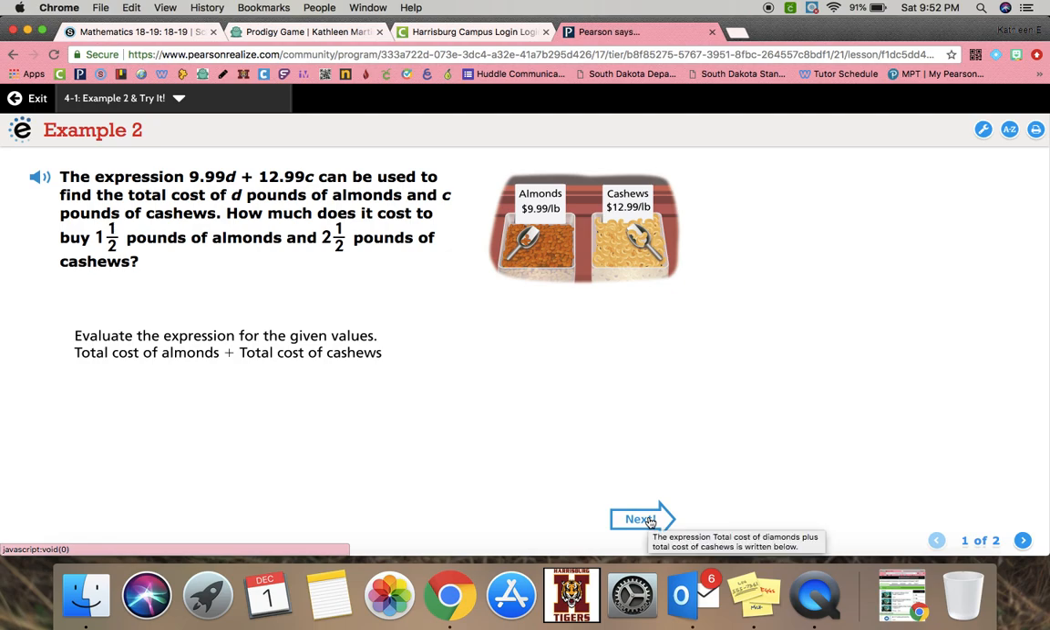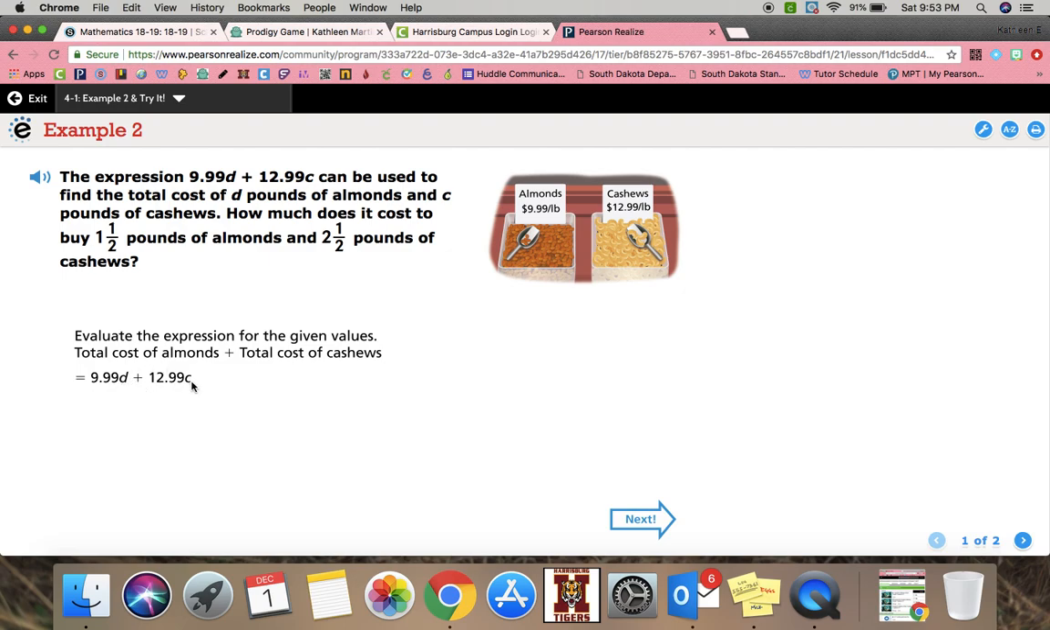The total cost of almonds plus the total cost of cashews. So you're buying both of these. We need to find out how much you're going to spend altogether. So here's that equation, right? $9.99 for 1 pound of almonds and $12.99 for 1 pound of cashews. So depending on how many pounds we're going to buy, we can use this equation to calculate it.